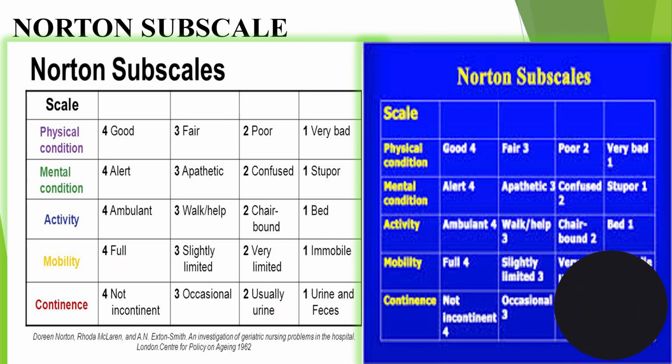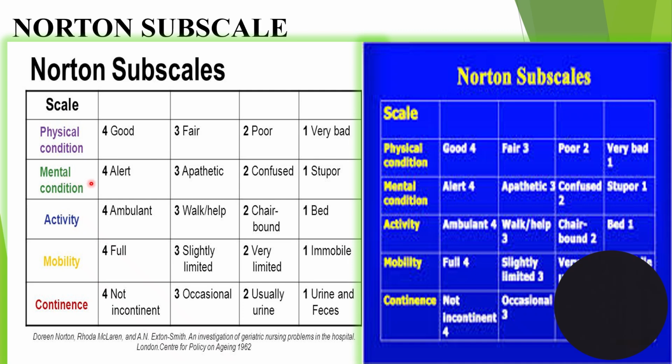Okay, the next assessment tool we are moving to is the Norton risk assessment tool, or Norton subscale, for decubitus ulcer or pressure injury. This scale has components of physical condition, mental condition, activity, mobility, and continence. These five components come under the Norton subscales. When you come to the physical condition, if the condition of the patient is good, we give a score of 4, fair 3, poor 2, very bad 1.